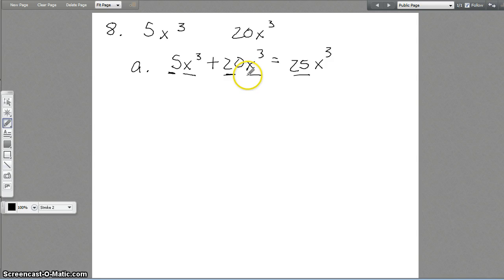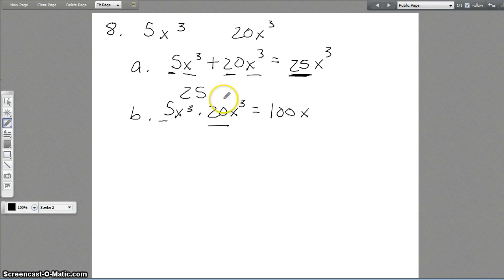So for part A, it says, what is the coefficient of the monomial? The coefficient is the number in front of the x, so our coefficient is 25. Part B says, what is the coefficient of the monomial that results from multiplying them? So that's taking 5x cubed and multiplying it by 20x cubed. Now, when we're multiplying two numbers with powers, what we need to do first is multiply our coefficients. So 5 times 20 is 100. And then we write down our x, and for the x, we add our exponents. So we have 3 and we have 3. When we add those together, we have 6, 100x to the 6th. The question was, what is the coefficient? The coefficient is the number in front of our x, so that is 100.